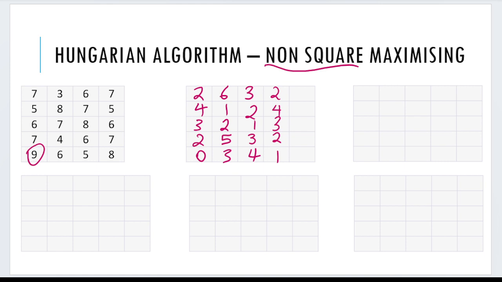means that we need to add in what we call a dummy column. Now, if we had, say, 4 rows and 5 columns, we would add in a dummy row in that case. But the main thing is we're just trying to make this square. So we're going to add in all these zeros here.